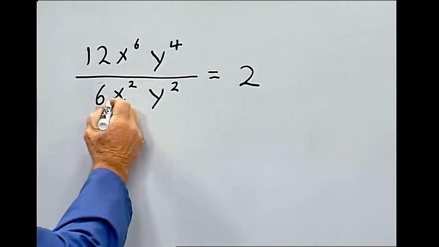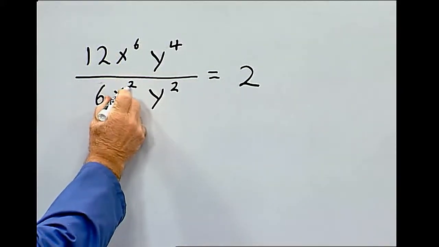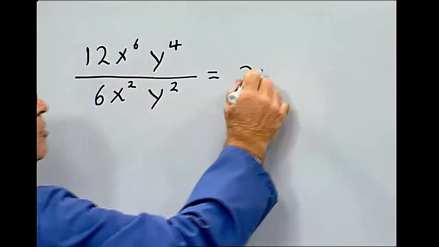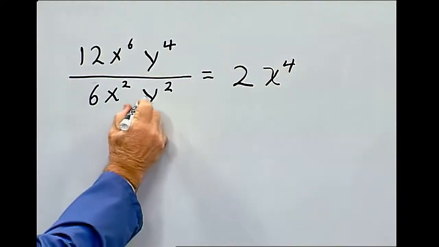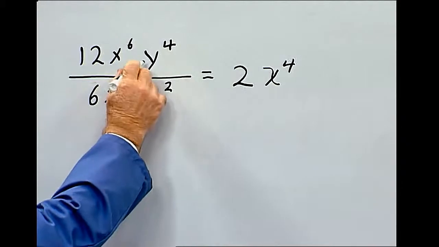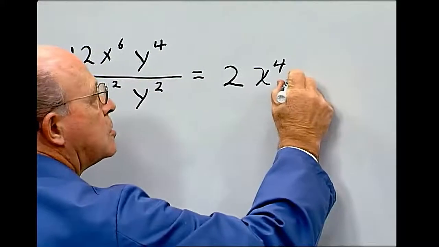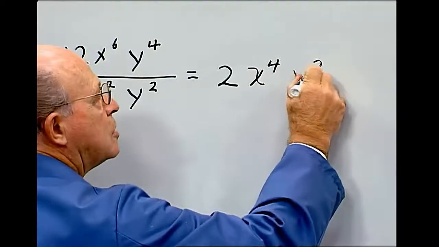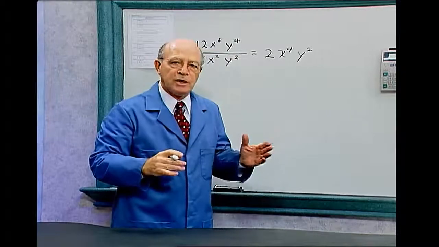And in dividing x squared into x to the 6th power, all we have to do is subtract 2 from the 6, and that will equal x to the fourth power. And y to the second power divided into y to the fourth power, we just subtract 2 from the 4, equals y to the second power. Now what we're going to do is prove this.